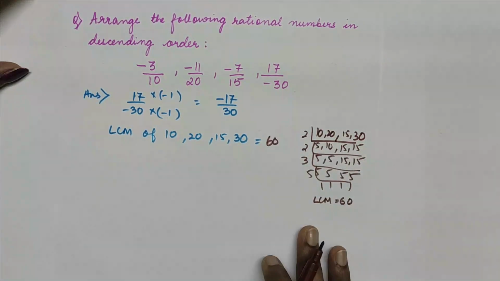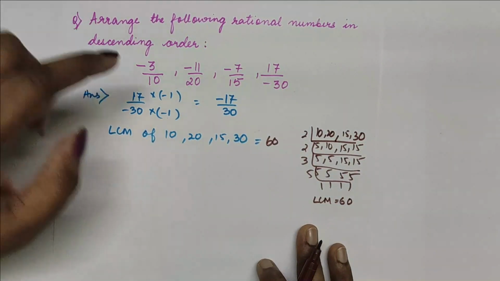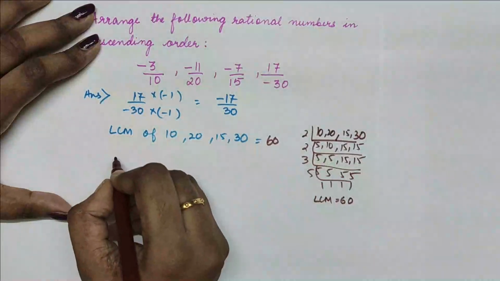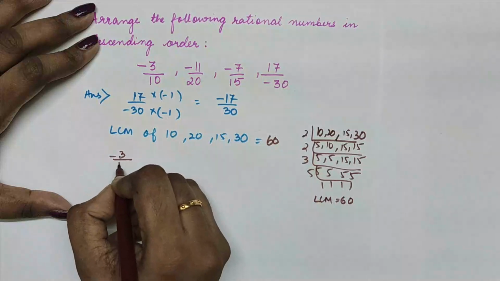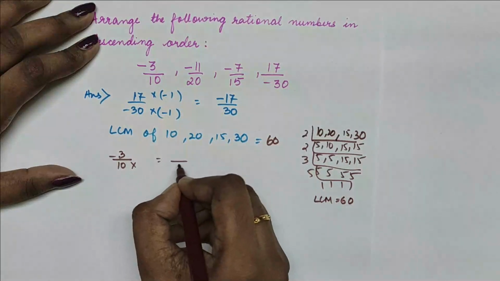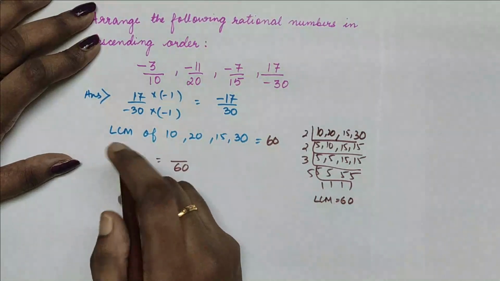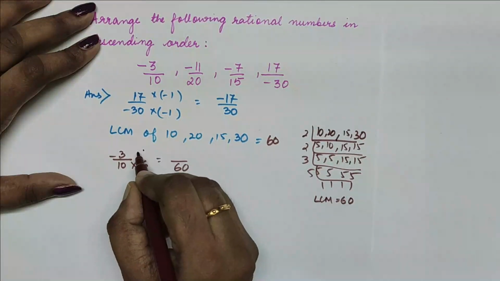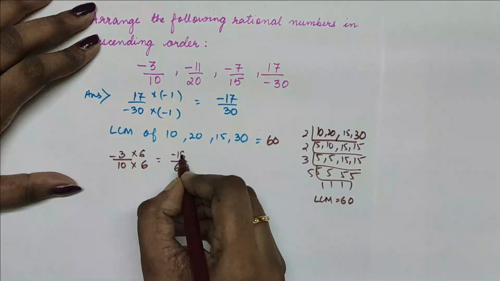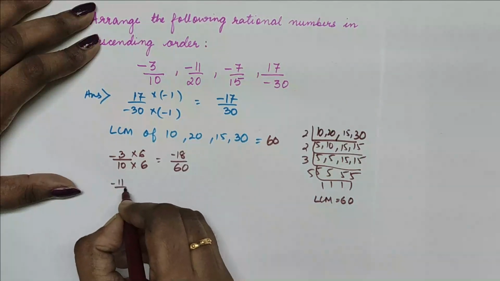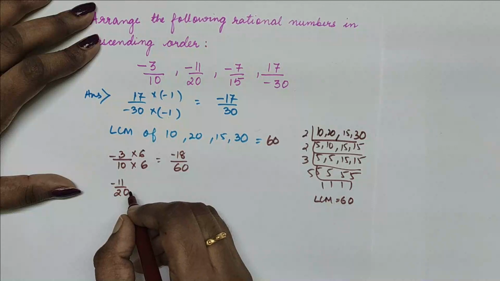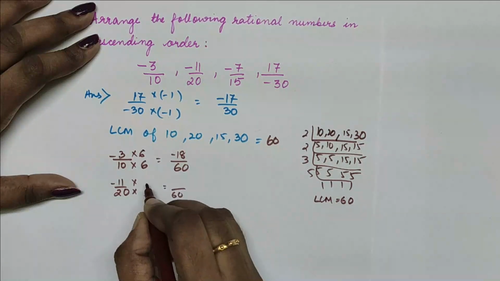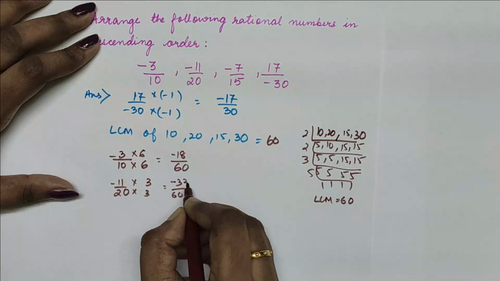So my motive will be to convert all the denominators to base 60 and also multiply the equivalent number on the numerators. So minus 3 by 10 into what will give me 60? So 6 in the denominator, so the same in the numerator, that is minus 18. Then minus 11 by 20. So how can 20 convert into 60? By multiplying 3. So this is minus 33.